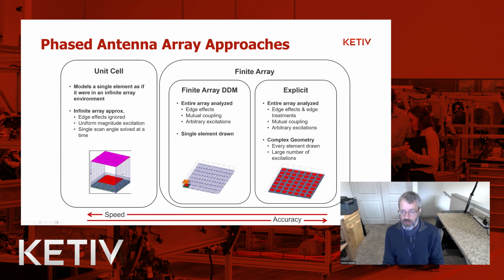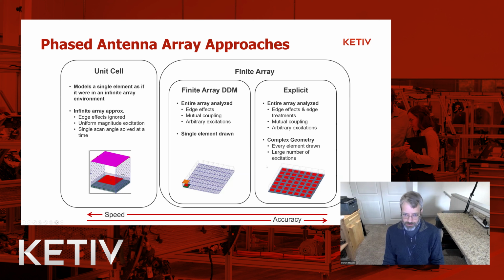And then, of course, on the far right here, we can take that initial design and expand it. This is a 7x7 entire array, and we can explicitly model each one of these individual elements, and then look at the edge effects and edge treatments and get mutual couplings and arbitrary excitations. So we have very complex geometry, a large number of excitations. HFSS can handle that and model it, but of course you get very high accuracy, but it also takes longer.